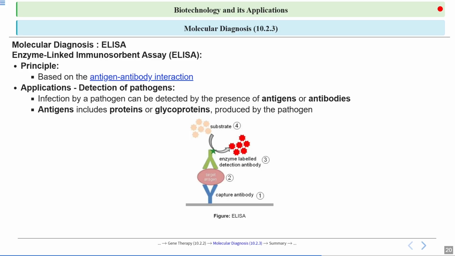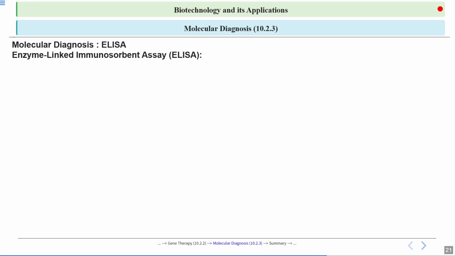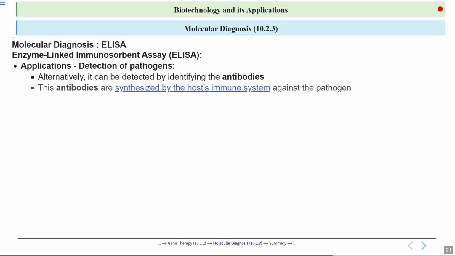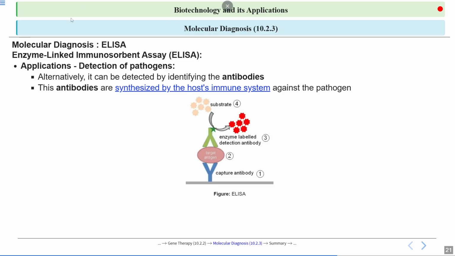So what is an antigen here? Antigen is something which is produced by the pathogen, and it is mostly proteins or glycoproteins in nature. Alternately, the pathogen can be detected by identifying the antibodies also. You will understand how it detects. These antibodies are synthesized by the host immune system against the pathogen. As I said, these antibodies are produced by the host immune system only against this pathogen. So now see how it works.